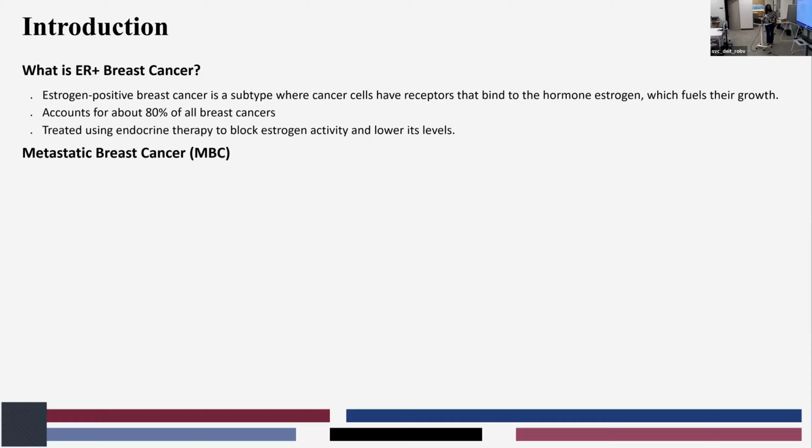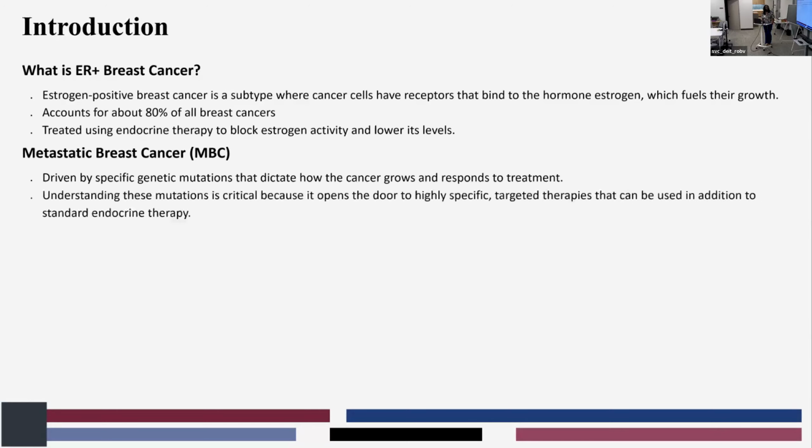its levels. A little background on metastatic breast cancer, or MBC: it is driven by specific genetic mutations that can dictate how cancer cells grow and respond to treatment. Understanding these mutations is critical because it opens the door to highly specific targeted therapies that can be used in addition to the standard endocrine therapy.